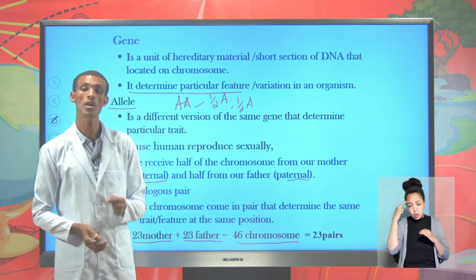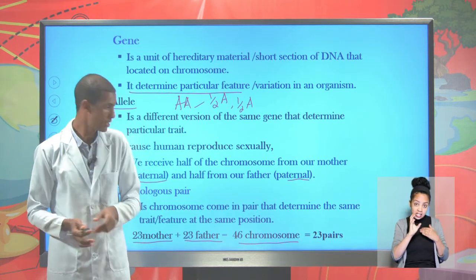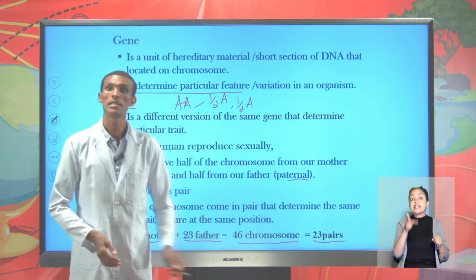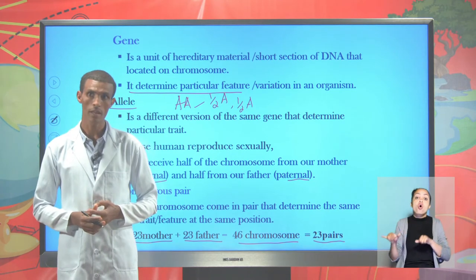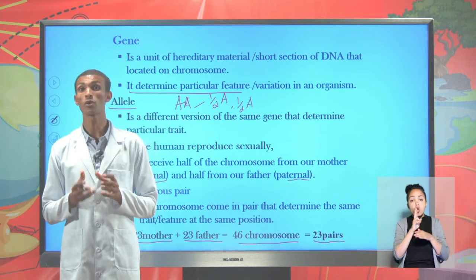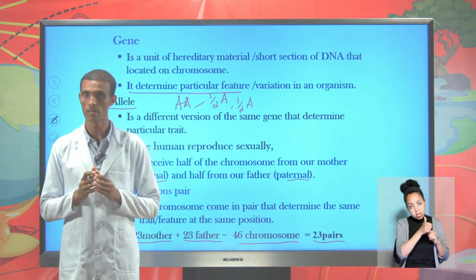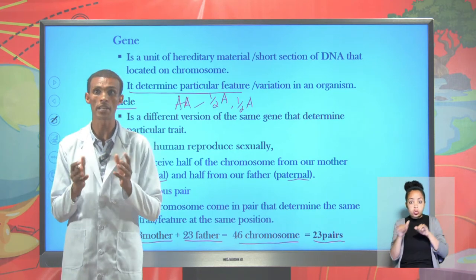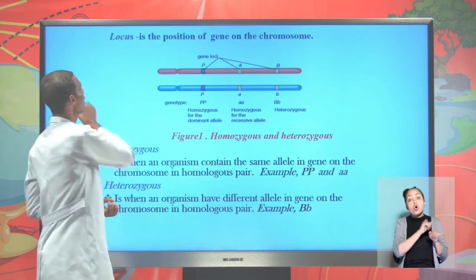Because we human beings contain 46 chromosomes within our body cells, and again here, it comes to form 23 pairs. These 23 pairs are considered homologous pairs. In a homologous pair, the chromosomes are arranged according to their size and shape. The longer ones are arranged together, and the shorter ones are arranged together. This one is what is called a homologous pair.